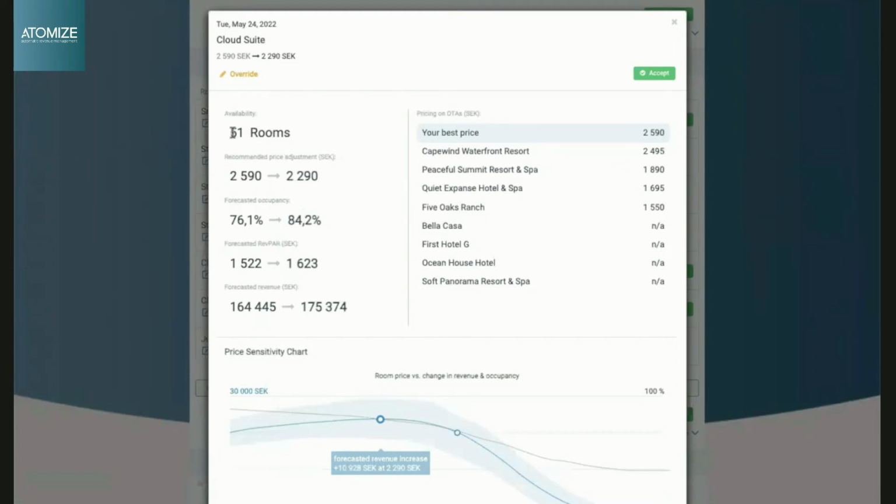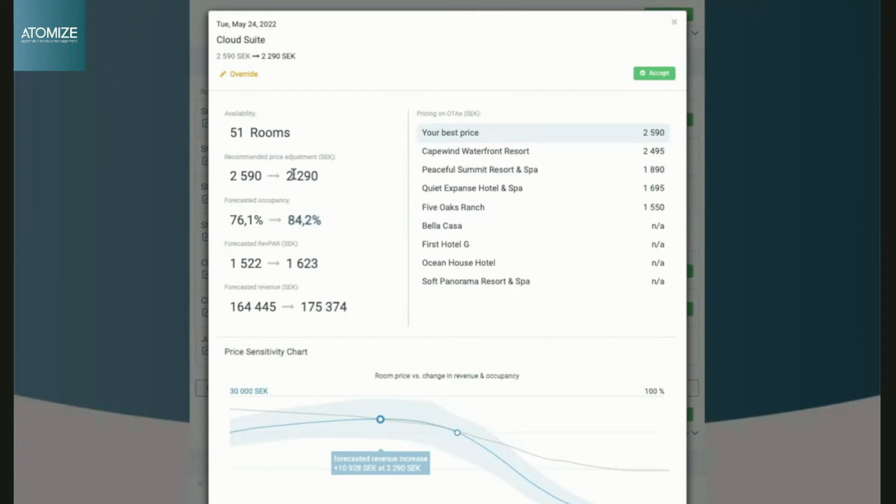In this case, there are 51 rooms left of this specific room type for this arrival date. And we're recommending them to lower the rate from this to this, and we will validate if this makes sense soon. Lowering the rate would obviously trigger an increase in occupancy, from 76.1% to 84.2%. But this is not what we're trying to optimize, right? We're trying to optimize revenue in this case.